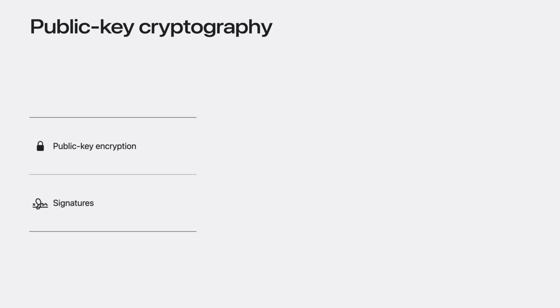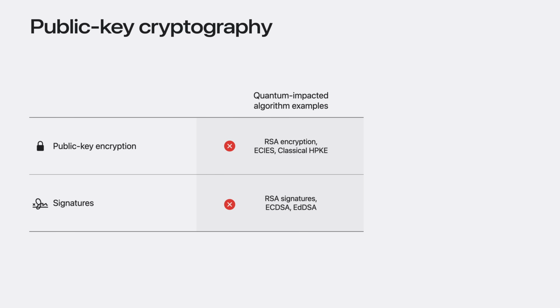Cryptography can be divided into public key and symmetric key cryptography. These categories are affected differently by quantum attacks and therefore have different mitigation strategies. I'll start with public key cryptography, which includes public key encryption and signatures. Classical public key cryptography is based on mathematical problems such as RSA and discrete log on elliptic curves that are too computationally intensive for classical computers to solve. However, quantum computers will be able to solve these problems exponentially faster than classical computers, breaking these algorithms.